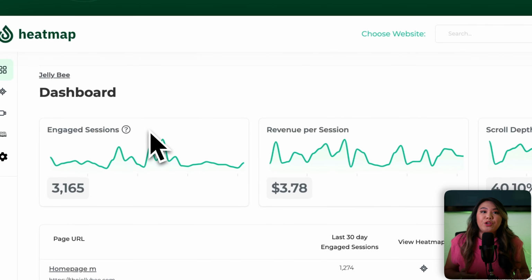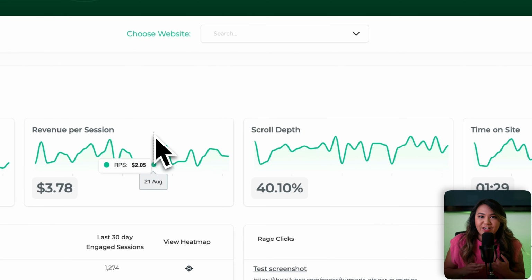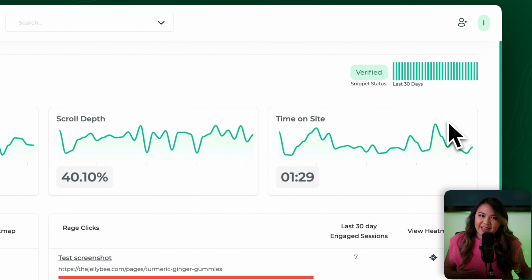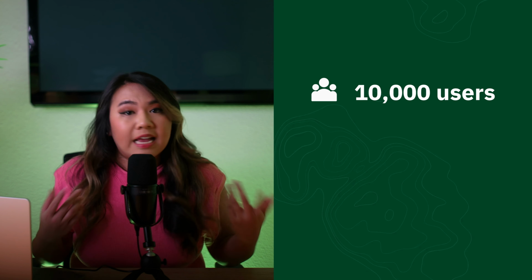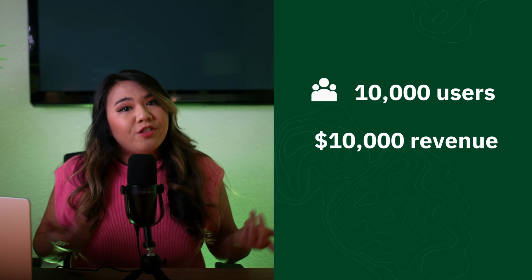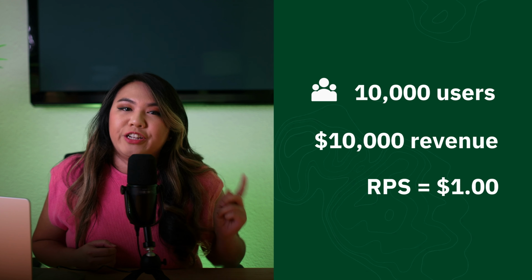Okay, so out of the box, the top of your dashboard will show you engaged sessions, revenue per session, scroll depth, and time on site. So let's pause real quick on revenue per session. This metric is actually the amount of money each element drives based on the total visits your website receives. Pretty amazing, right? So let's say you have 10,000 users visit a website and you make $10,000 from an element. Then the revenue per session will be $1.